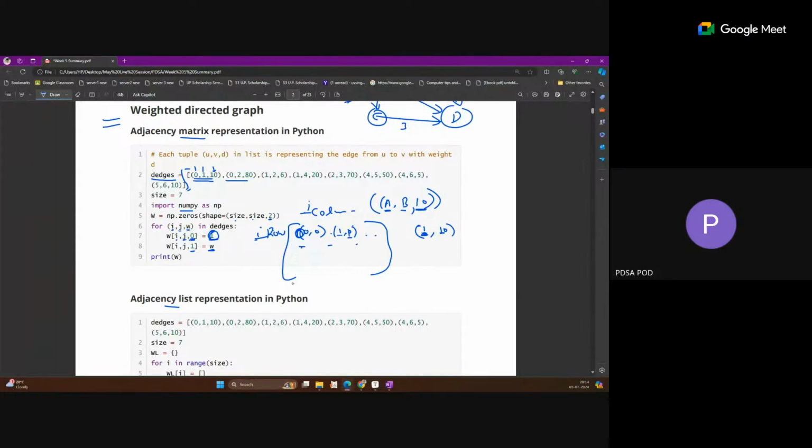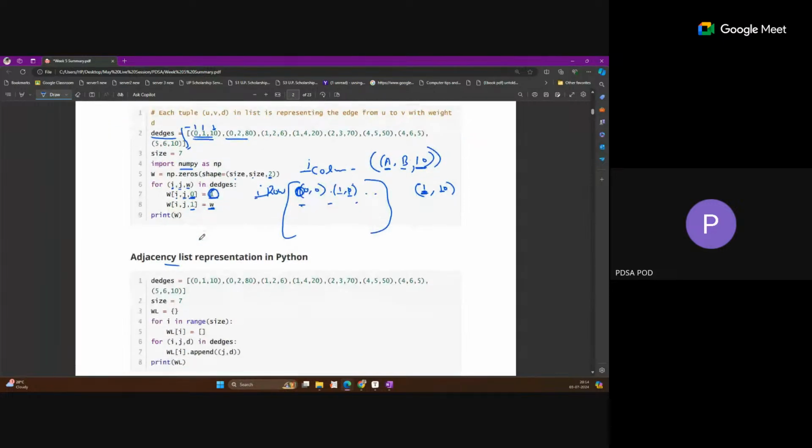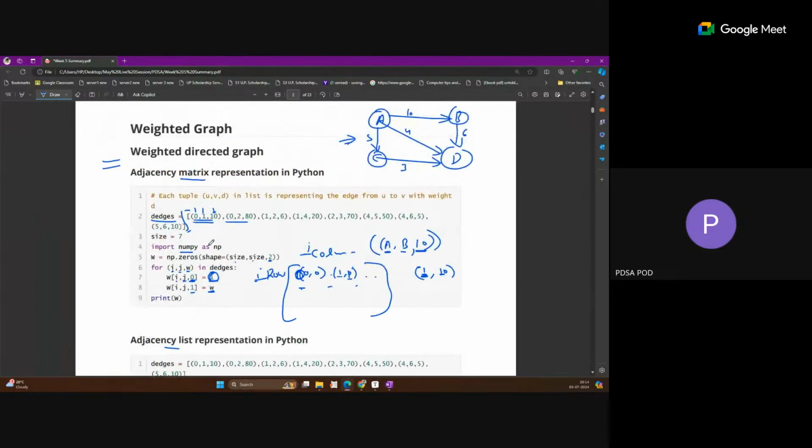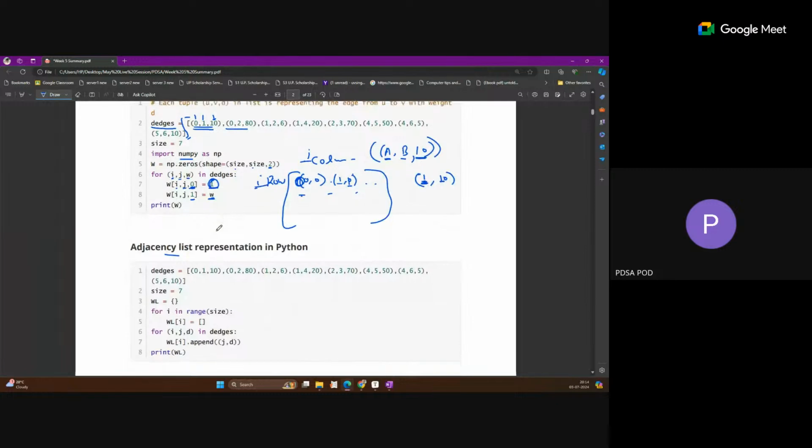Okay, so each value of the matrix contains two values, either 0 for no edge and 1 for edge. If an edge is there, then the weight will also be stored. So in this way, the matrix will be created. That matrix is called the adjacency matrix representation.